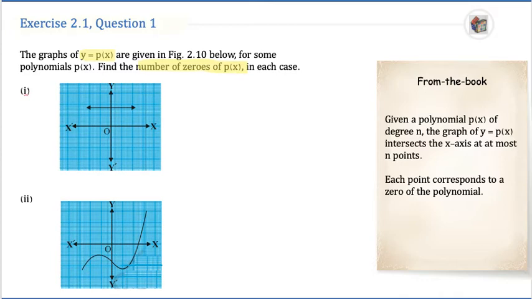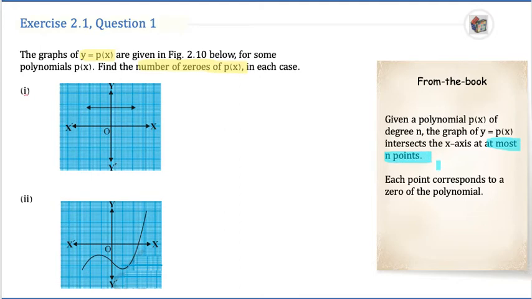Well, you just have to know how to find the zeros of a polynomial, and first of all, what zeros are. So let's see what the NCERT book teaches us about it. Let's read this together. Given a polynomial p of x of degree n, it could be any degree, degree 1, 2, 3, anything at all, the graph of y equal to p of x intersects the x-axis at most n points. At most n points means a maximum of n points.